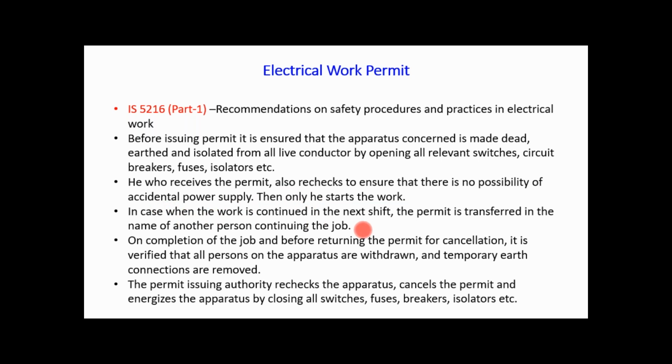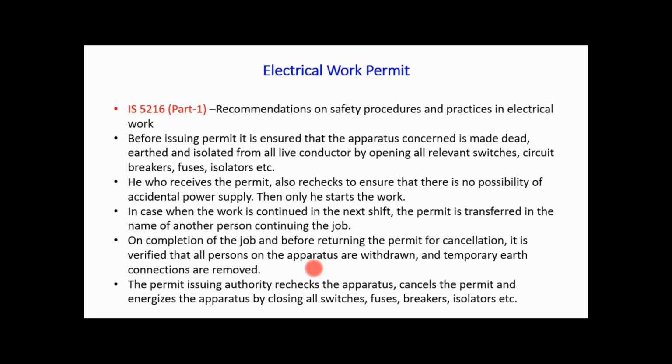In case the work continues in the next shift, the permit is transferred to another person for the next shift. On completion of the job and before returning the permit for cancellation, it is verified that the persons on the apparatus are withdrawn and temporary earth connectors are removed.